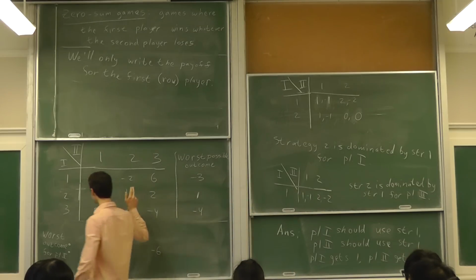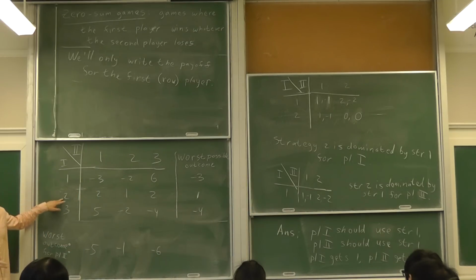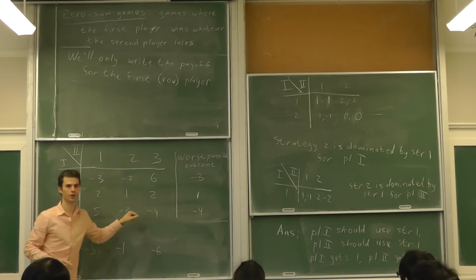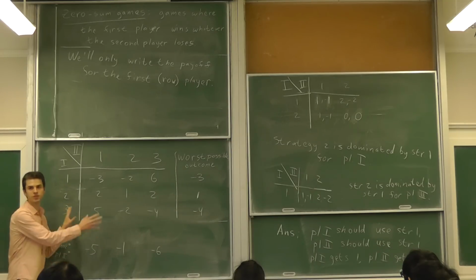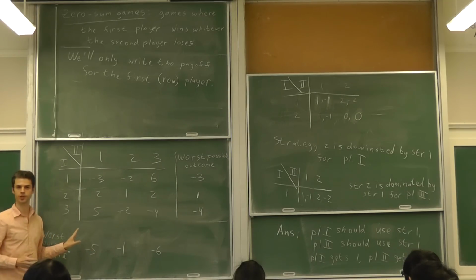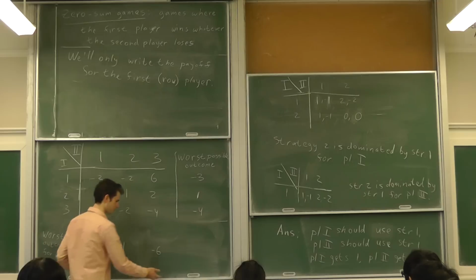So this game is still rigged for player number 1, it's still not fair. Player number 1 will still win 1, player number 2 will lose 1, but still it is the best outcome for both in this kind of game.